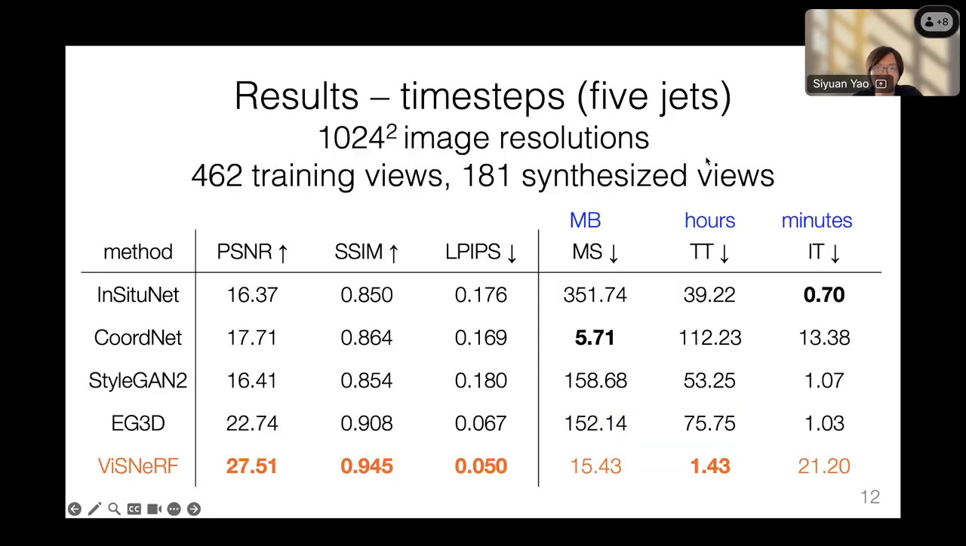And for the results, the first one is interpolation between time steps using the 5-jet dataset. For VisNerf here, we have the highest PSNR, SSIM, and the lowest LPIPS, which suggests the best generation quality, and also a rather compact model size and the fastest training speed. But it suffers from the slowest rendering speed due to the use of volume rendering instead of just generating the image directly from the model.